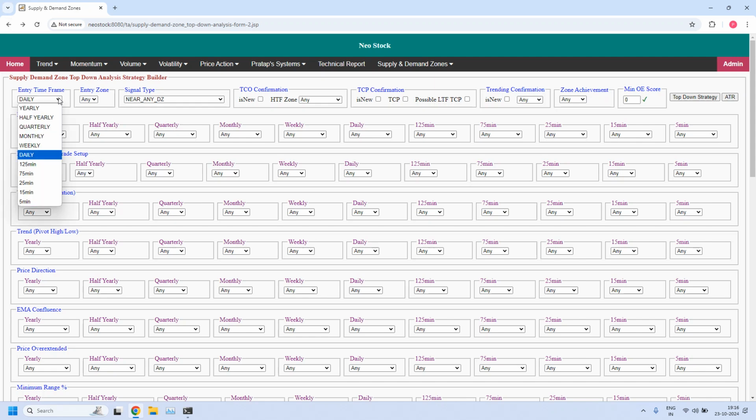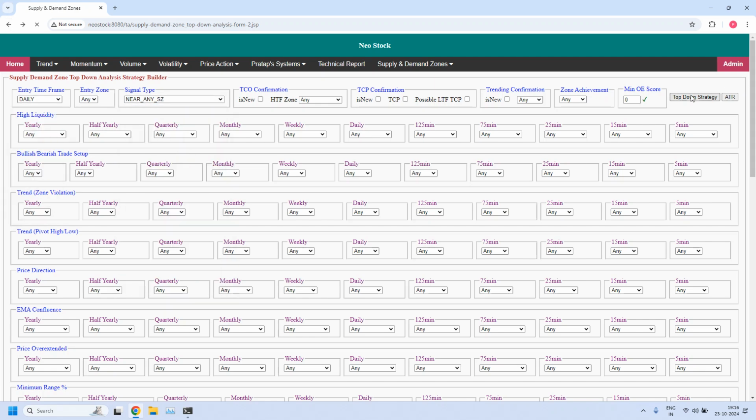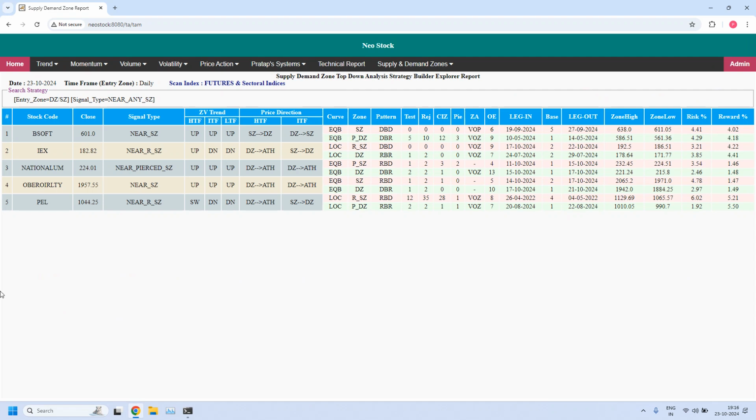Okay, next for daily time frame, let us find the stocks near daily supply zone. 5 stocks are filtered. Let's identify high liquidity supply zones, if any. IEX is having a daily high liquidity supply zone, but this is pierced, so it's not a valid zone. So we have only one valid high liquidity daily supply zone from this list.